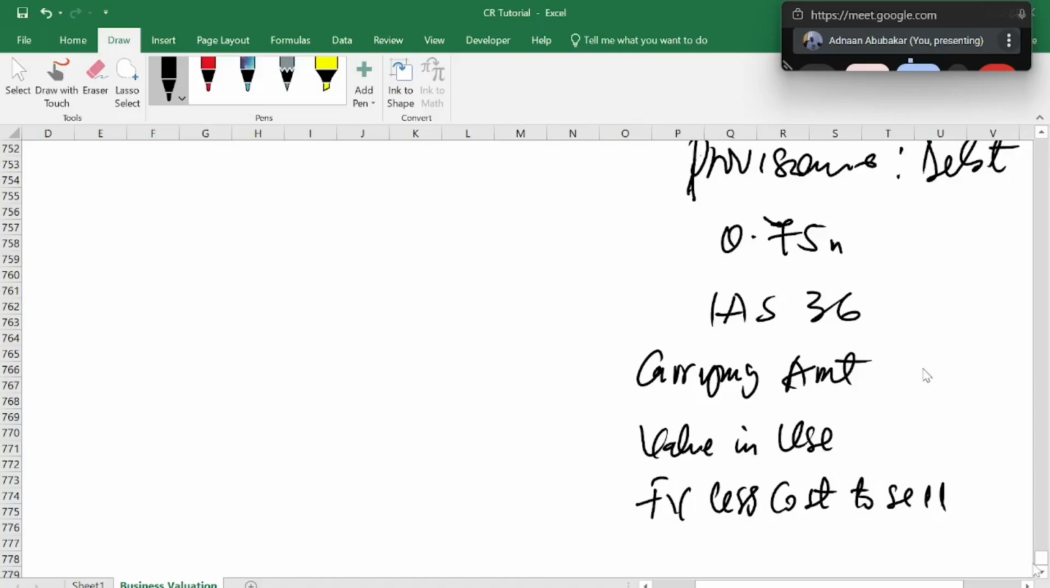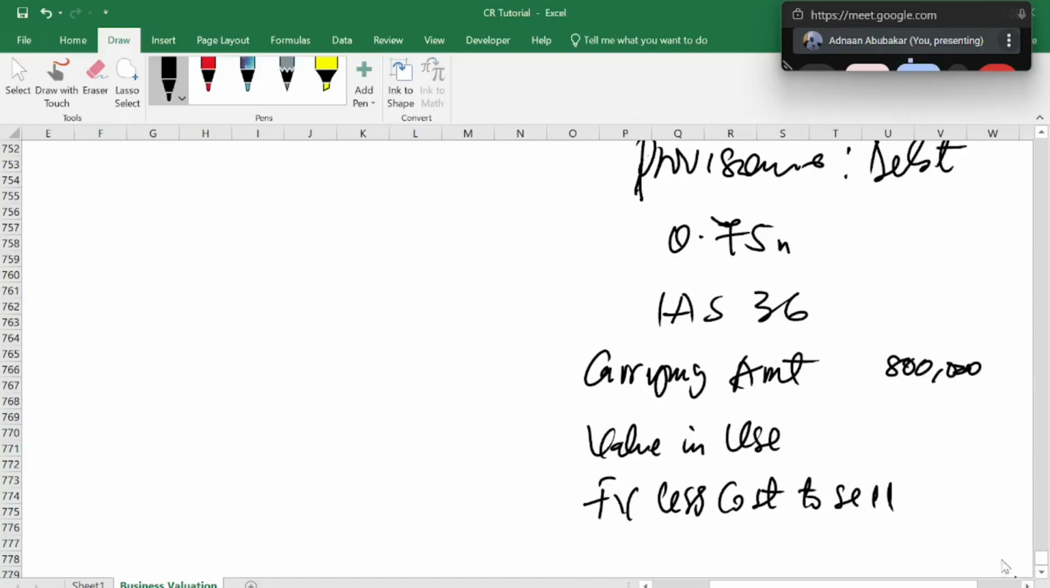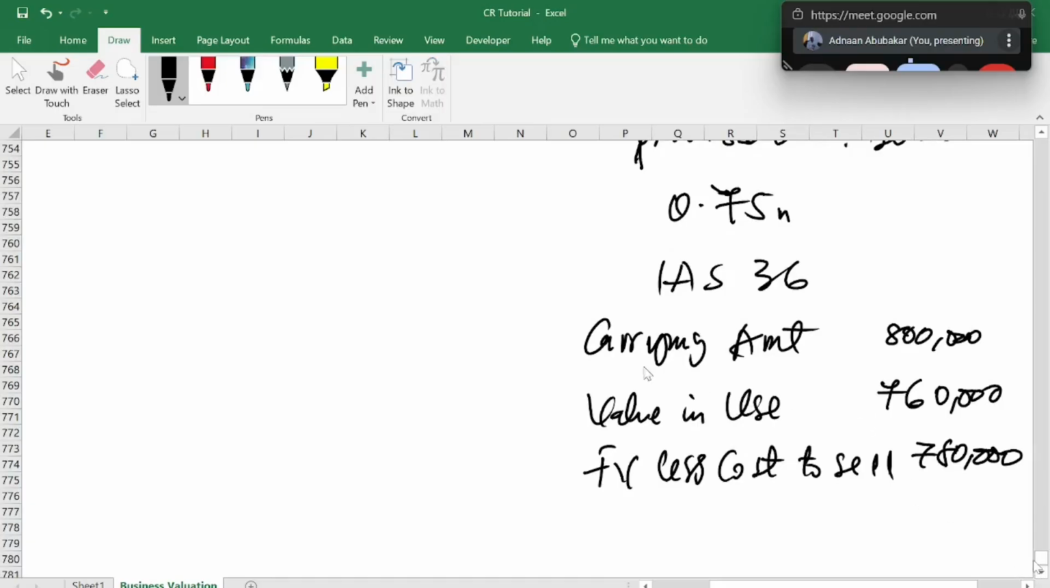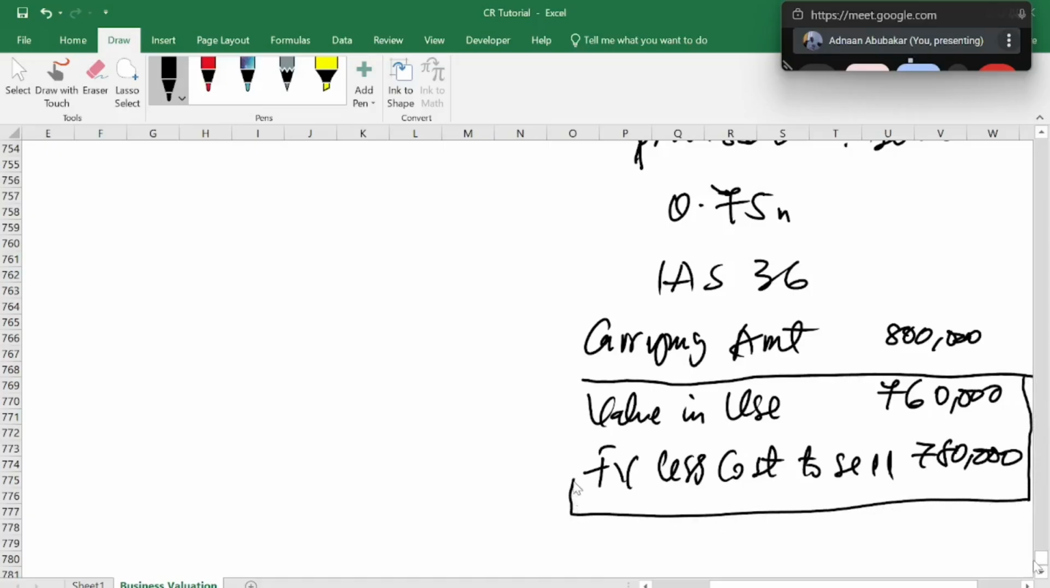So when you look into the question, the carrying amount is how much? The carrying amount in the statement is 800,000. And then value in use is how much? 760,000. And then fair value less cost to sell is how much? 780,000. Good. Now, in the IAS standard, when you are confronted with this situation, you compare these two. You want to check whether the asset is impaired or not, and identify among the two which one is of higher value.